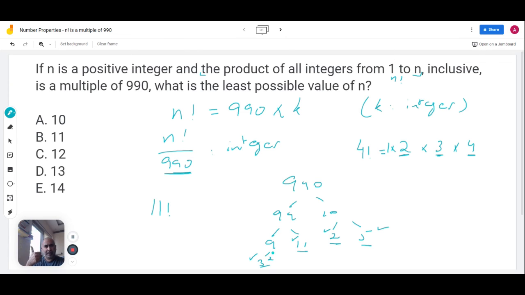There's a 3 in 3, in 6, 2 3's in 9. So 11 factorial would actually have 4 3's in it. So definitely a multiple of 3 square. What about 2 and 5? Yep, 11 factorial would be a multiple of 2 and of 5. Since 11 factorial is the smallest factorial that's a multiple of 11, and 11 factorial is a multiple of all the other prime numbers that 990 is made up of, our answer is 11. 11 is the least possible value of n such that n factorial is a multiple of 990.